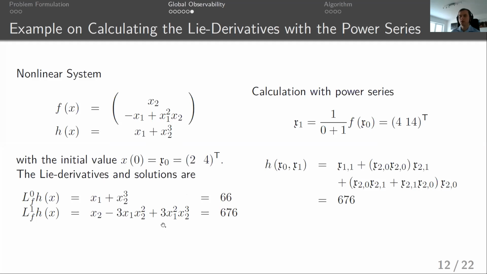For the second one, we have to use the calculation rules of our power series. First we have to calculate the component x1 with this equation. And therefore we first have to calculate the solution for f with our 0th component, and we get the solution for our x1 component. This is 4 and 14. Now we have all the components we need to calculate the h1 component by inserting this x0 component and this x1 component into the output function and using the calculation rules shown before.